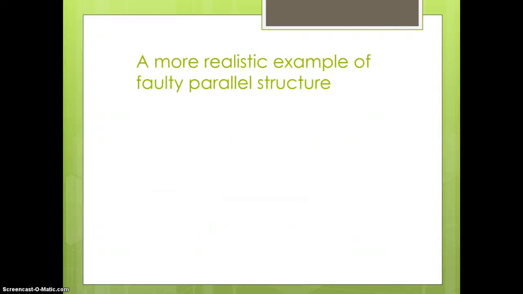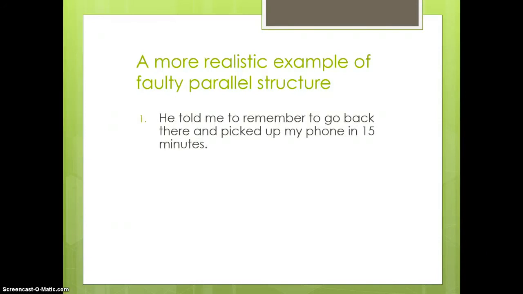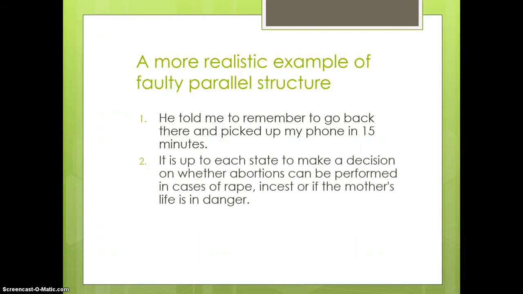So here's a more realistic example of faulty parallel structure from a student piece of writing. He told me to remember to go back there and picked up my phone in 15 minutes. And then another one, it is up to each state to make a decision on whether abortions can be performed in cases of rape, incest, or if the mother's life is in danger.